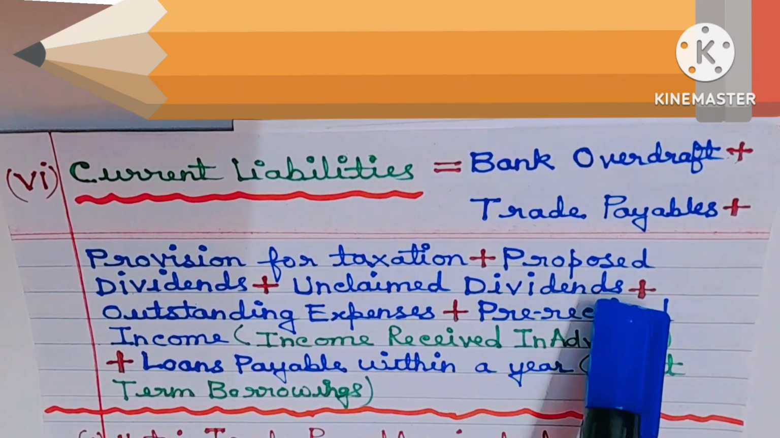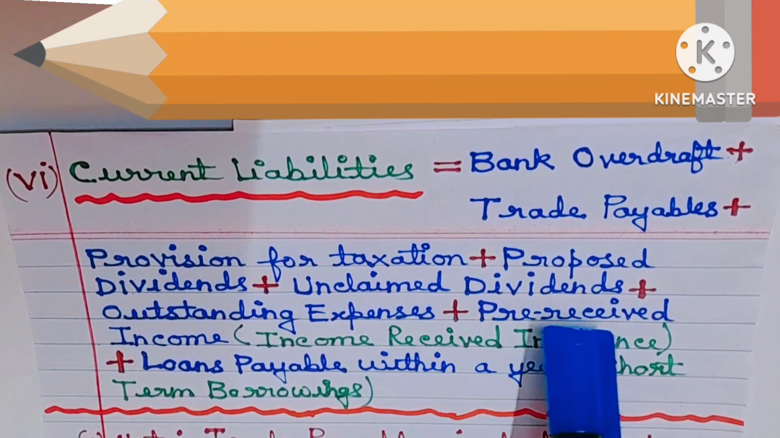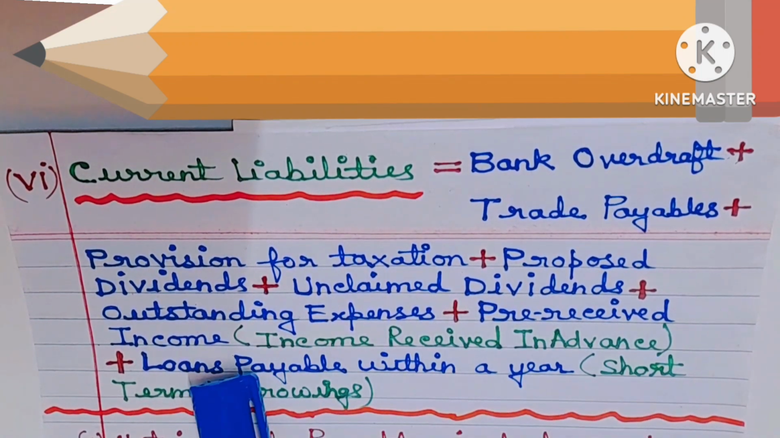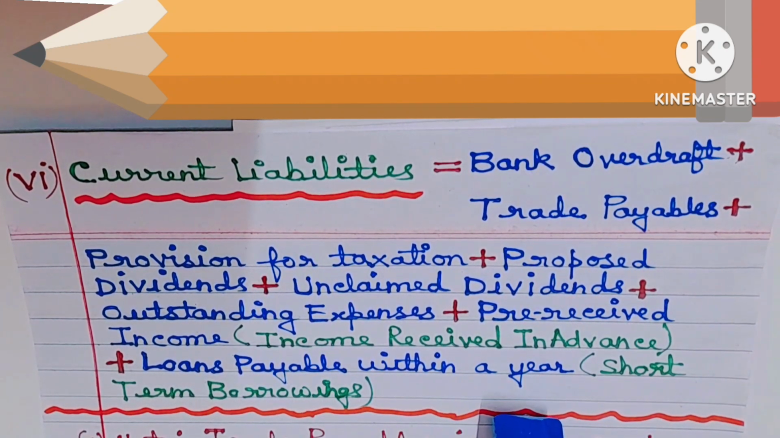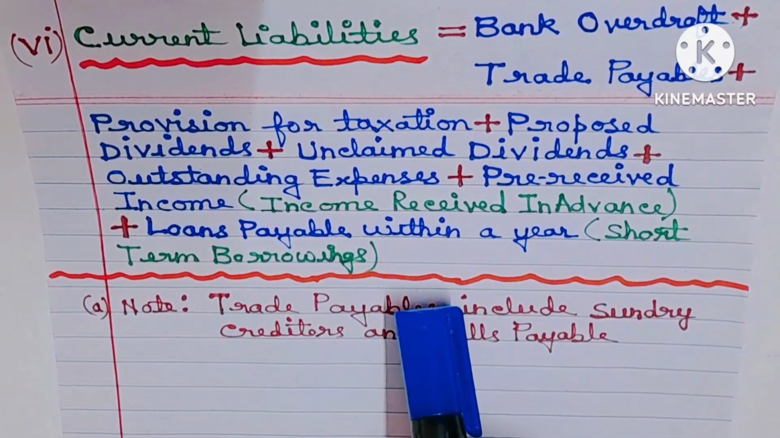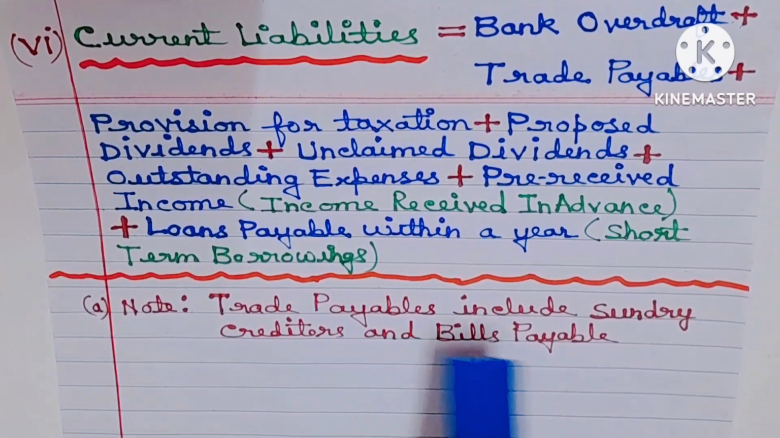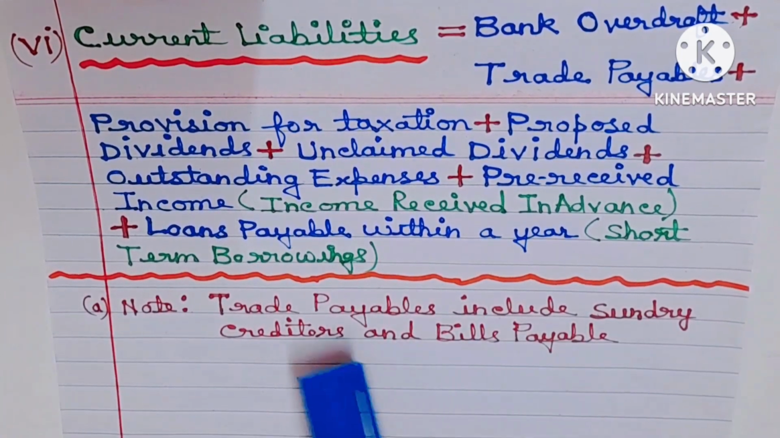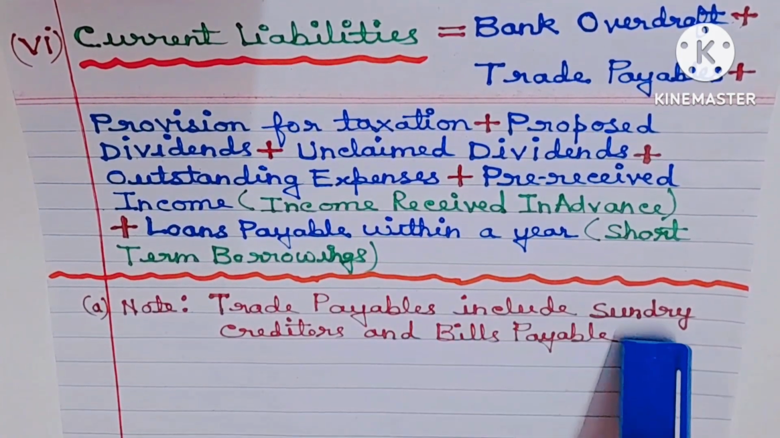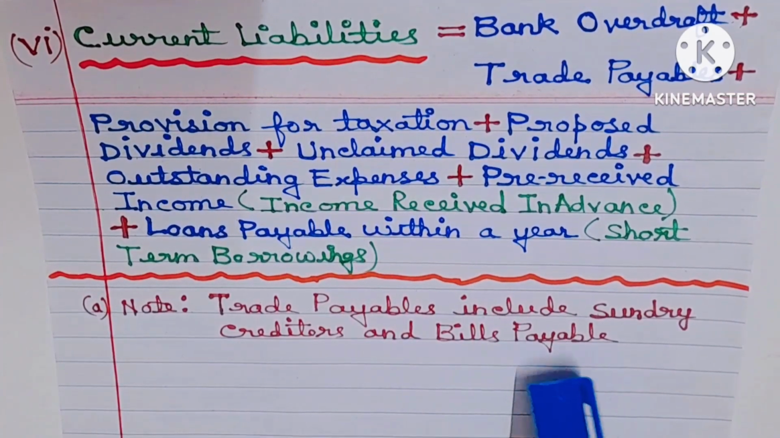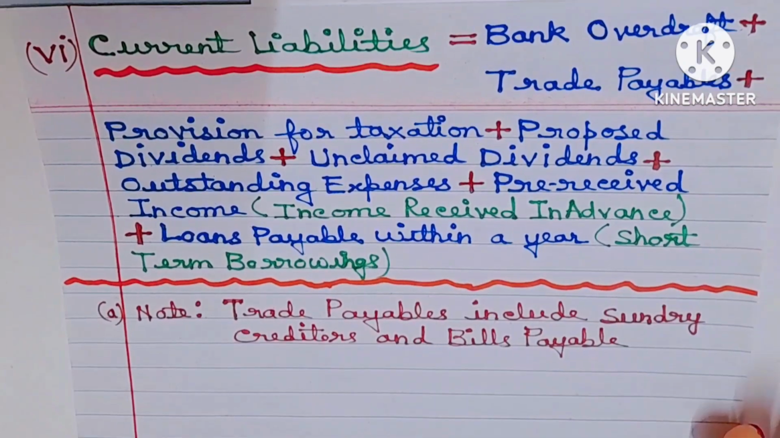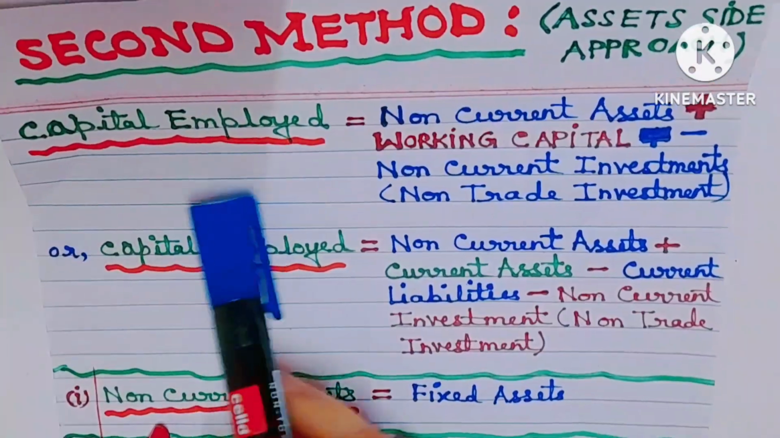Current liabilities is equal to bank overdraft plus trade payables plus provision for taxation plus proposed dividends plus unclaimed dividends plus outstanding expenses plus pre-received income or income received in advance plus loans payable within a year or short-term borrowings. Note A. Trade payables include sundry creditors and bills payable. Means trade payables is equal to sundry creditors plus bills payable. তোমাকে প্রবলেমে বিলস পেয়েবল সেপারেটলি দিতে পারে, সানড্রি ক্রেডিটরসও সেপারেটলি দিতে পারে.